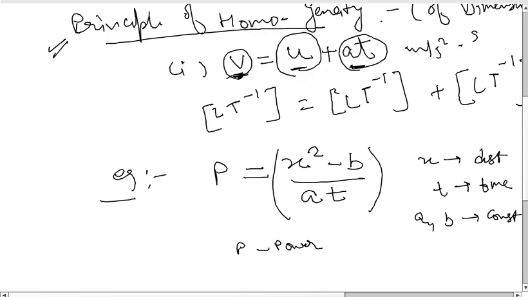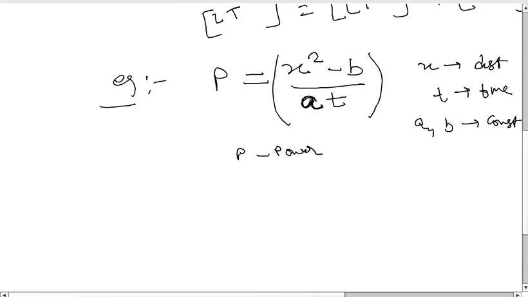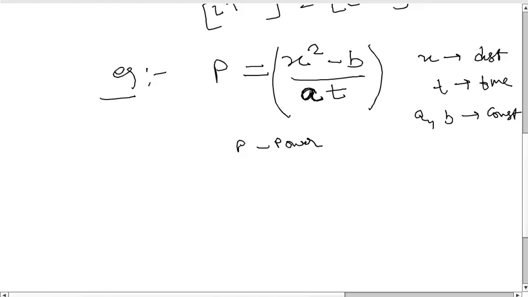Now, what you need to do is find the dimensions of A and B. You have to apply the principle of homogeneity. Shall I give a hint? Just take AT on the left hand side so that you can apply the principle of homogeneity. That is, left hand side is equal to dimensions of each term on the right hand side. Solve it ASAP.